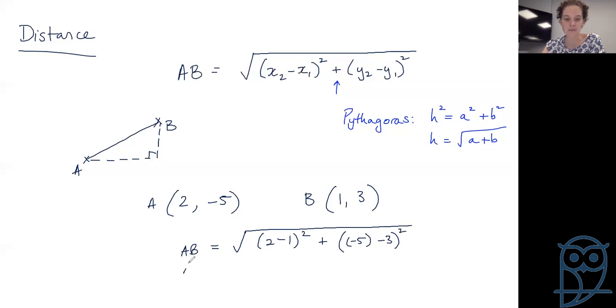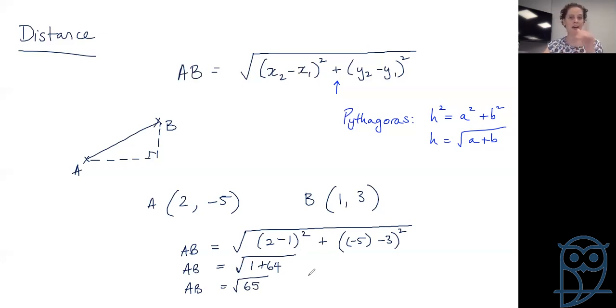Right, so AB equals the square root of 2 minus 1 is 1 squared, which is 1. Minus 5 minus 3 is minus 8. 8 eighths are 64. So AB equals the square root of 65.